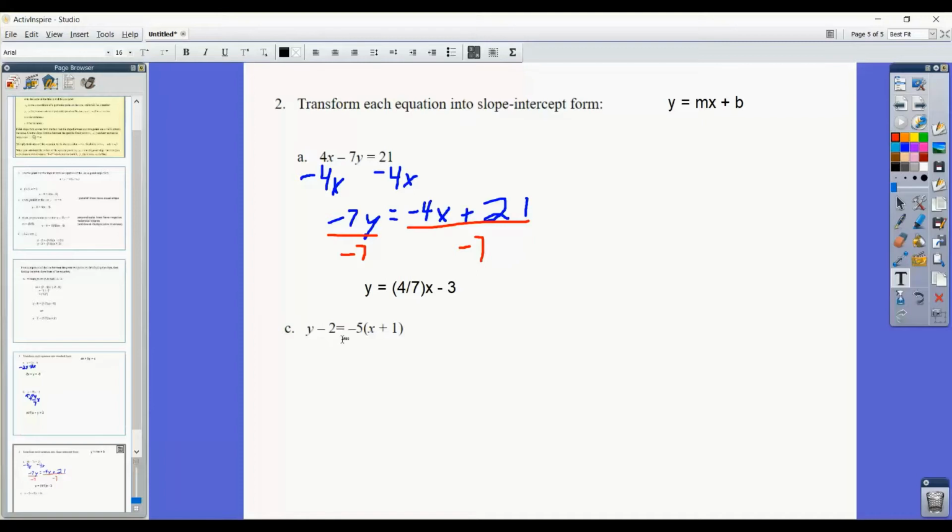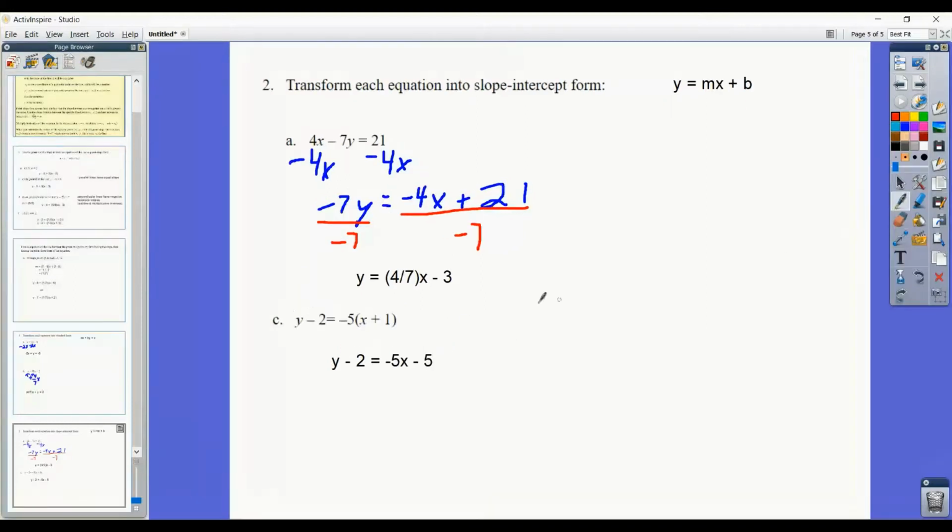Anyway, last example here. This one's not too bad. This is a point-slope form. y minus 2 equals negative 5 times x plus 1. So there's 2 steps involved here, just like there were with the previous one. The first thing to do is you've got to distribute that right side. Get rid of that parentheses. So we multiply negative 5 by both x and 1. So negative 5 times x is negative 5x, and negative 5 times 1 is negative 5.